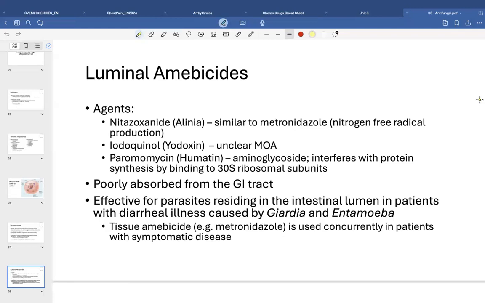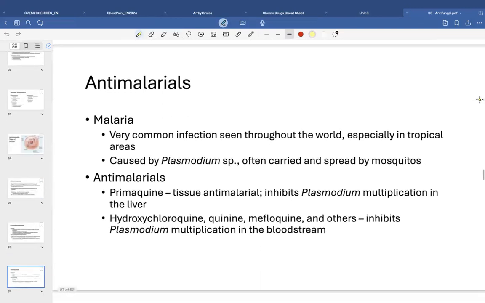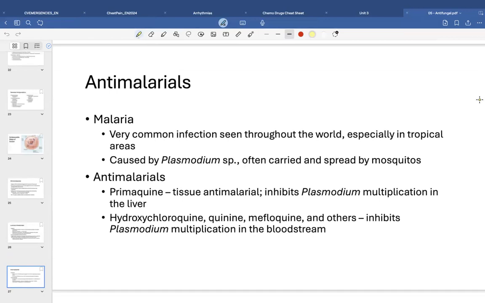And then we get to malaria. Like I said, it's kind of its own group. It is caused by a group or family of organisms called Plasmodium, and they're often mosquito-borne illnesses. The antimalarials can be categorized as either tissue antimalarials, in the case of primaquine, which works in the liver to inhibit multiplication of Plasmodium, or in the bloodstream, such as hydroxychloroquine and quinine.